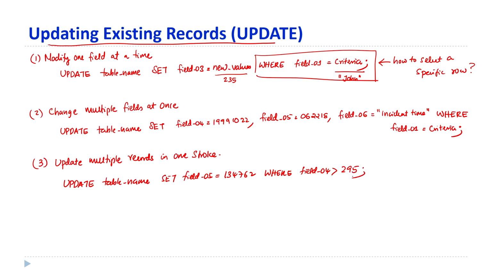So, wherever the field 4 value is greater than 295, the field 5 values will be set to this particular one. It can be done for one row, it can be done for 10 rows, whatever is available, it will do that. But again remember, I just showed a numerical value. So, instead of 295, let me just put it as criteria, so we are consistent. That is a numeric or alphanumeric criteria, that is up to you. So, that is the update part.